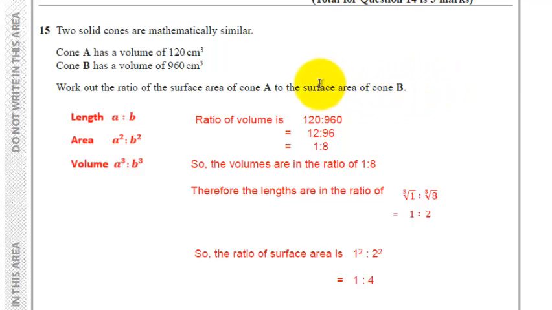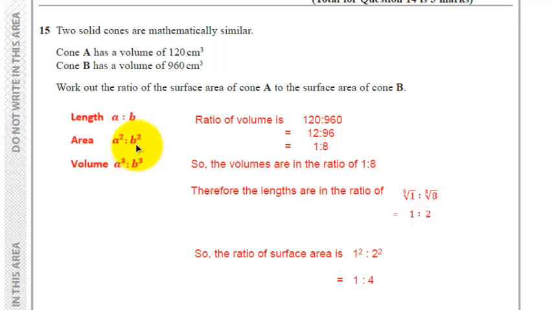Now this question is testing a little bit of knowledge that you need to enter the exam with. If you have two similar shapes, that means the lengths are in proportion, and the areas are in proportion, and the volumes are in proportion. The lengths will be in the ratio A to B. The surface area of these shapes will be in the ratio A squared to B squared, and the volume will be in the ratio A cubed to B cubed.